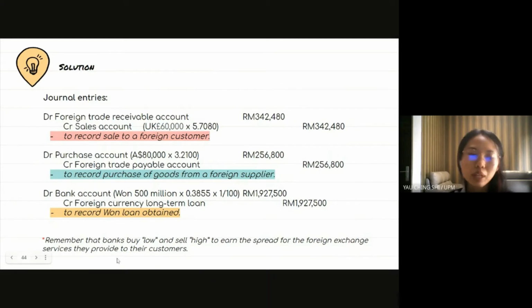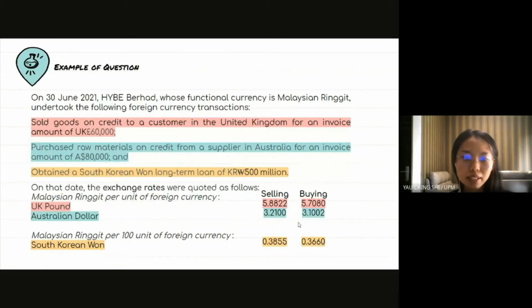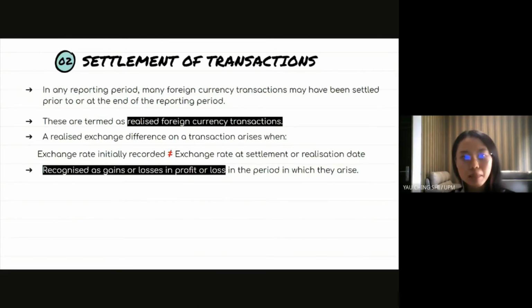We need to take note that remember, the bank will buy low and sell high to earn the spread of the foreign exchange services that they provide to their customers. So the selling price here is high and the buying price will be low. Let's move on to the next sub-content.